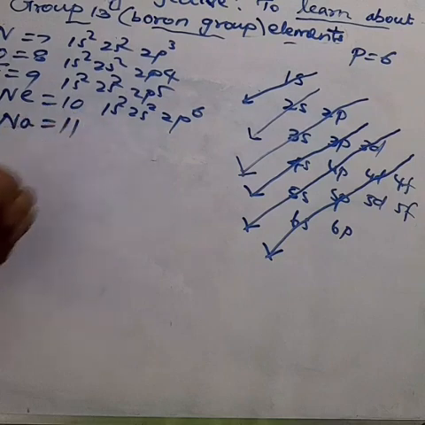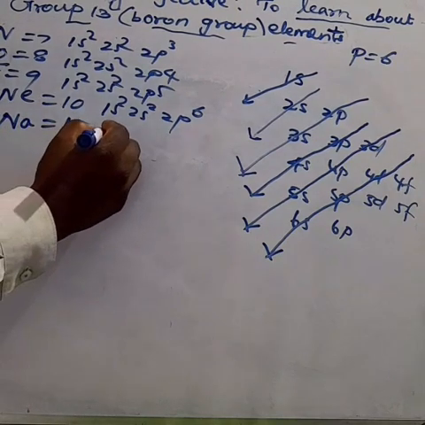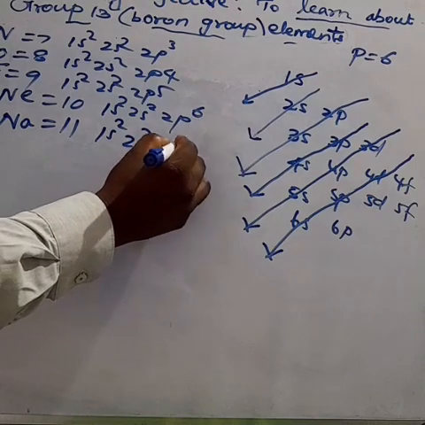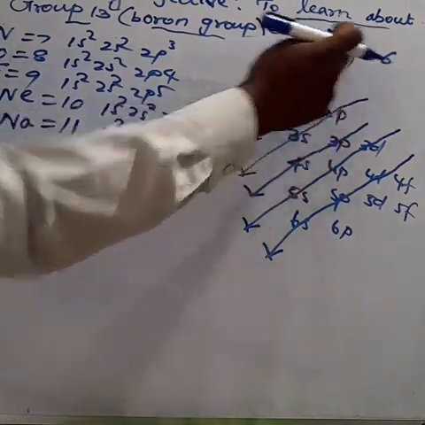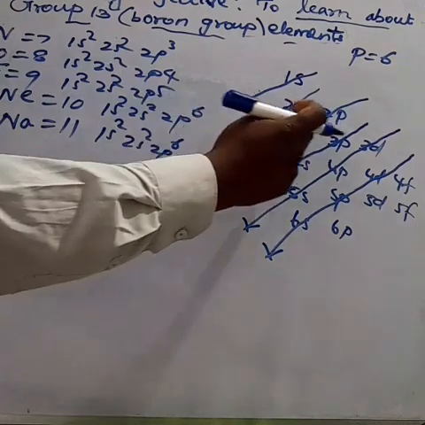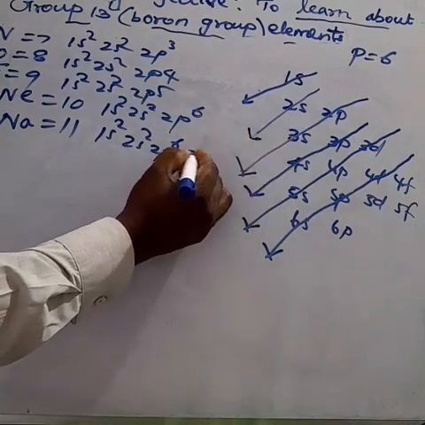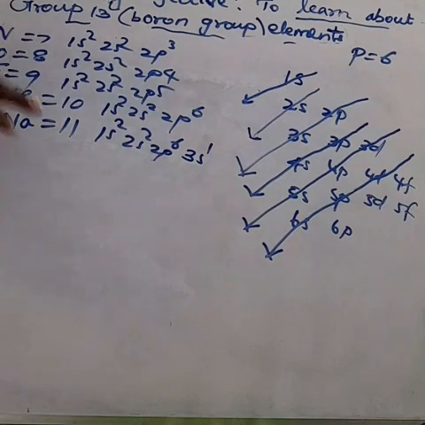Next, sodium, atomic number 11. Am I right? How will you write? 1s2, 2s2, 2p6, since we can accommodate 6 electrons in the p subshell. So 6 is completed. Next, we have one more electron; where will it be occupied? 3s1. So 1s2, 2s2, 2p6, 3s1.